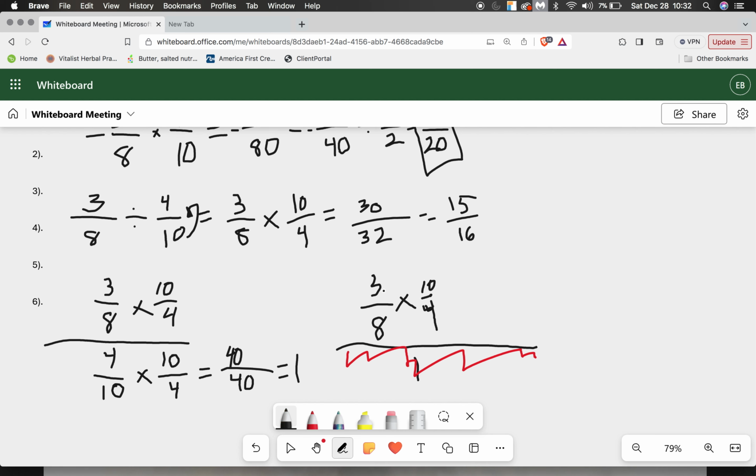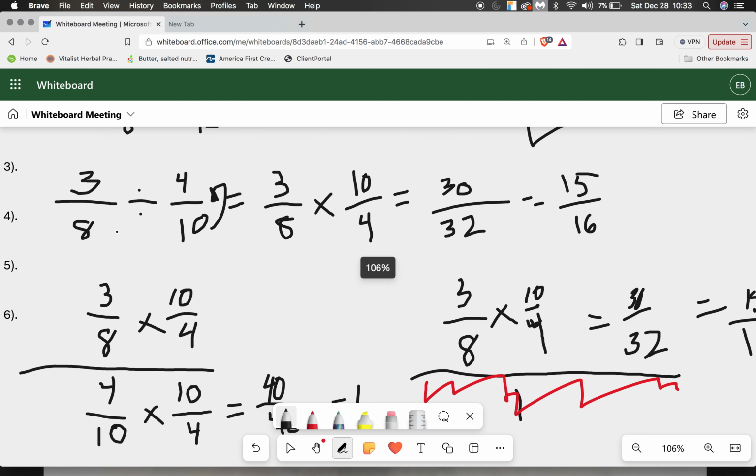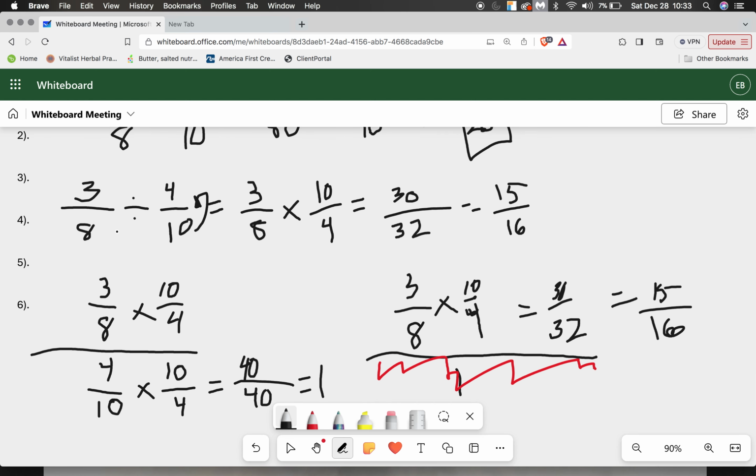And we know how to solve this one because it's just 3/8 times 10/4. And once again, that's 30 over 32, which also equals 15 over 16. And so that's why we can do this reciprocal math. So whenever you are dividing a fraction, remember that you are going to multiply the first fraction by the reciprocal or the inverse of the original fraction.